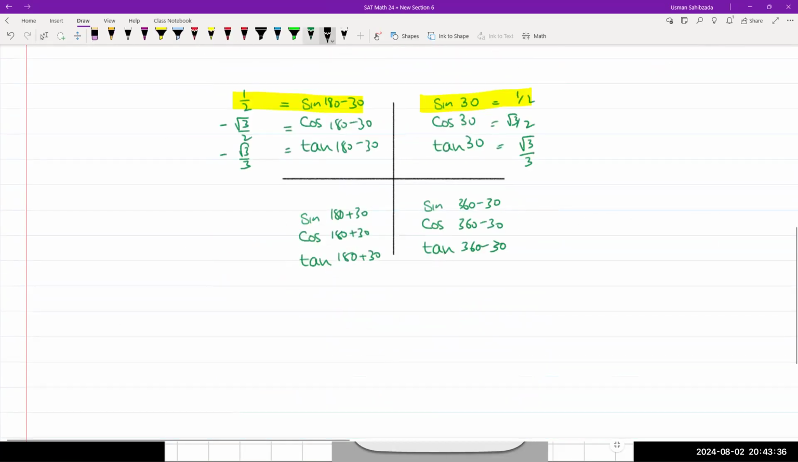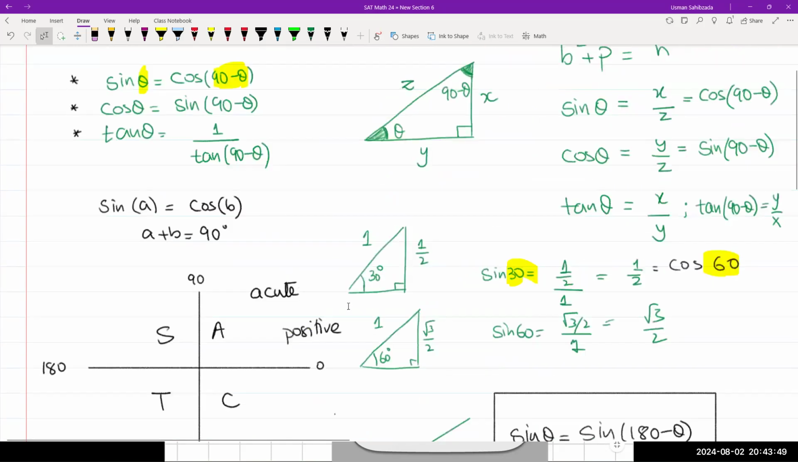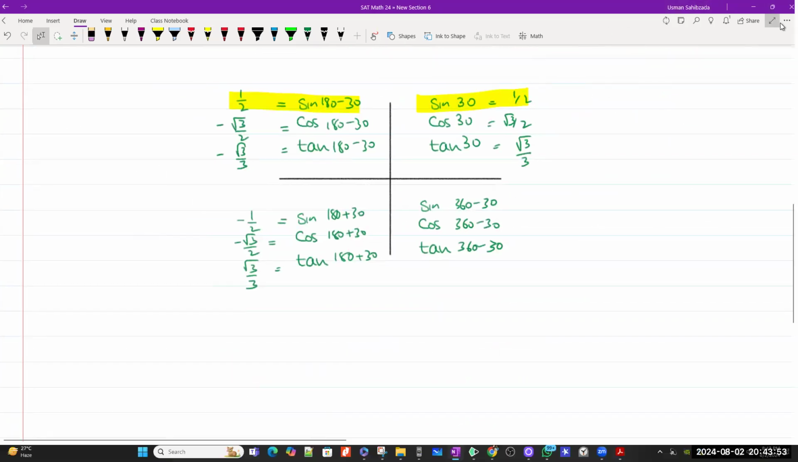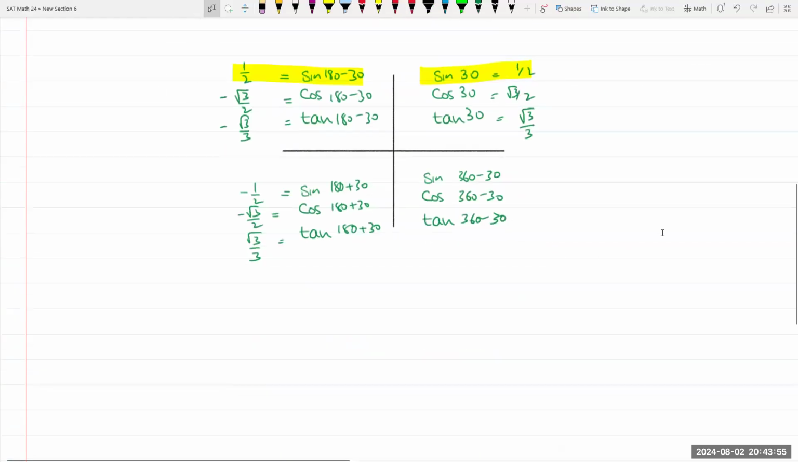So I'll just fill this small table up because we had started it. This is negative half, cos is negative under root 3 over 2, but tan is positive under root 3 over 3. Now, there are logics for all of these, but it's better if you remember stuff.